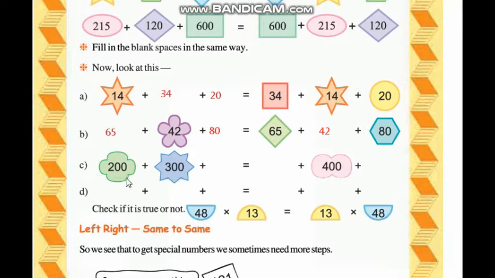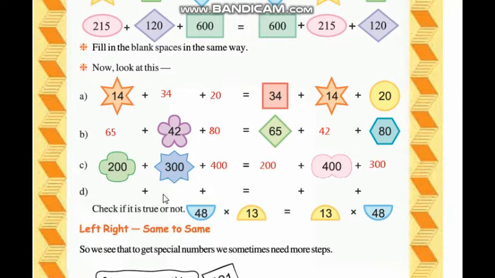Now question C. 200 plus 300 plus blank is equal to blank plus 400 plus blank. So children, which number is missing? 400. So we have to write 400 here. Which numbers are missing here? 200 and 300. So we need to write 200 and 300 here.